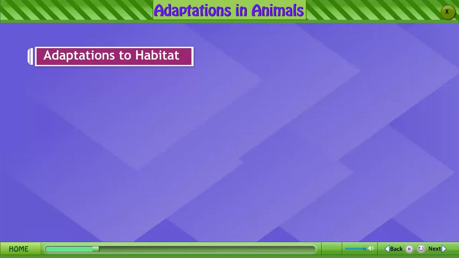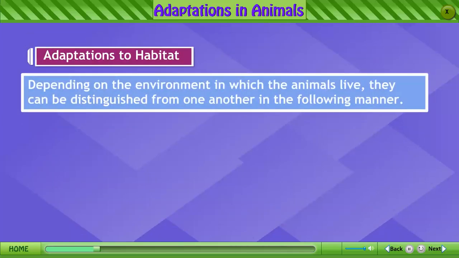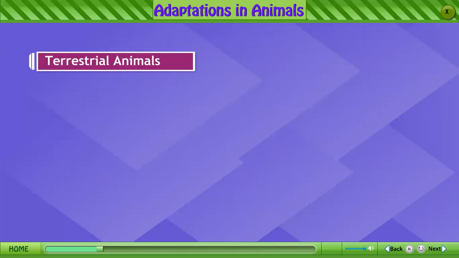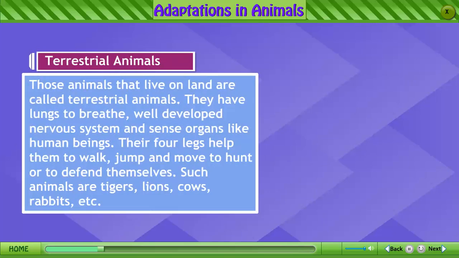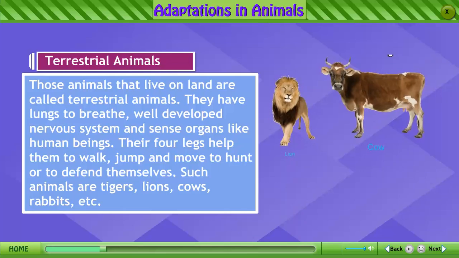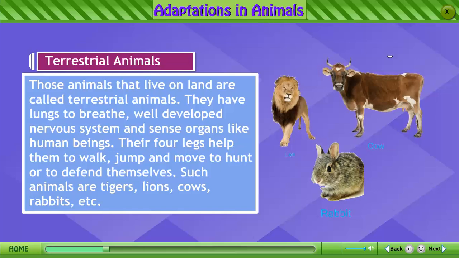Adaptations to habitat. Depending on the environment in which the animals live, they can be distinguished from one another in the following manner. Terrestrial animals. Those animals that live on land are called terrestrial animals. They have lungs to breathe, a well-developed nervous system, and sense organs like human beings. Their forelegs help them to walk, jump, and move to hunt or to defend themselves. Such animals are tigers, lions, cows, rabbits, etc.